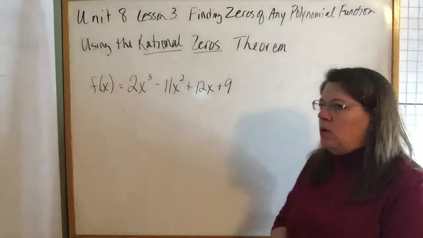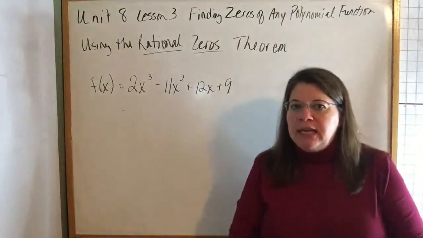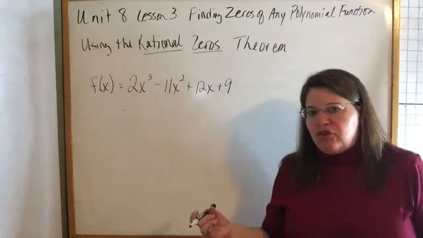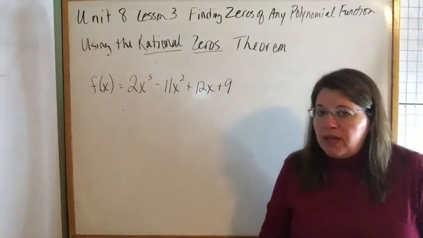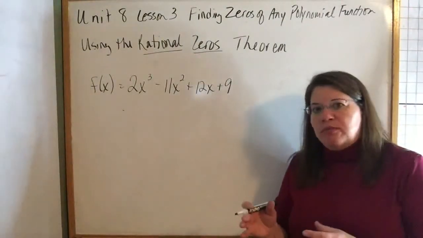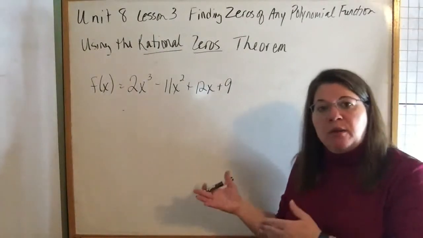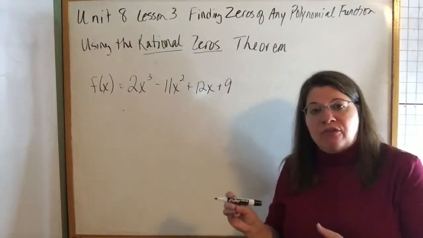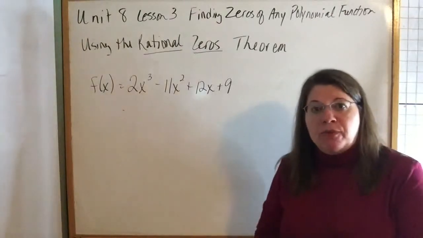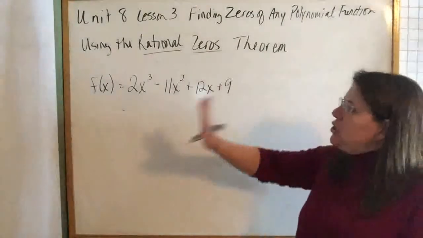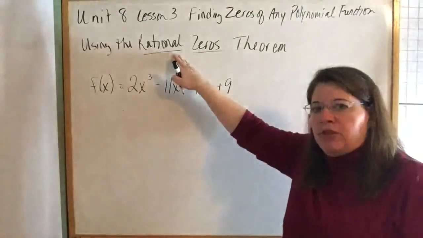Sometimes, depending on what the roots are, these can get a little difficult. But I'm going to show you a way to generate a list of possible things that might work. Rather than just picking random numbers from thin air, you can only pick numbers from this list. If it has any factors that will work, they will have to come from the list that we're going to generate. So that's what we're going to do first. And to do that, we're going to use something called the rational zeros theorem.